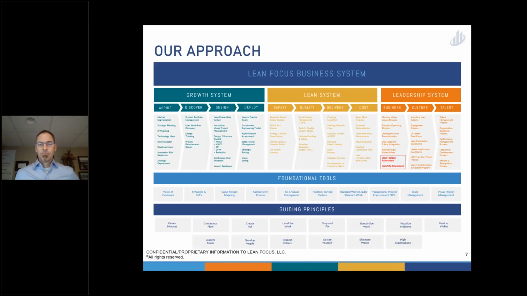When we work with our clients, we're oftentimes helping them create their own lean business system. This is the lean focus business system that we use. Today's topic is going to be, as I mentioned, in the leadership pillar of what we do, and it's circled there in red. It's got the lean toolbox assessment, which the panelist is going to go through.